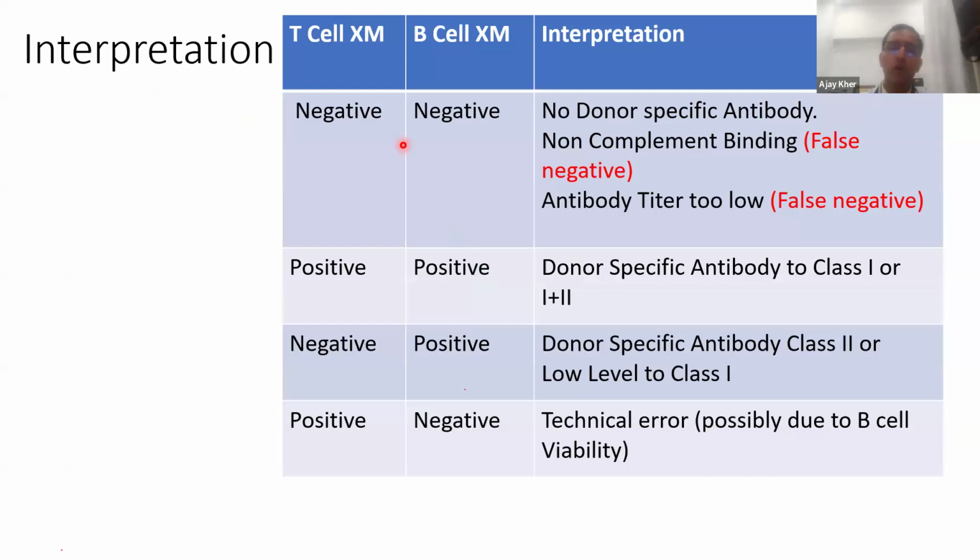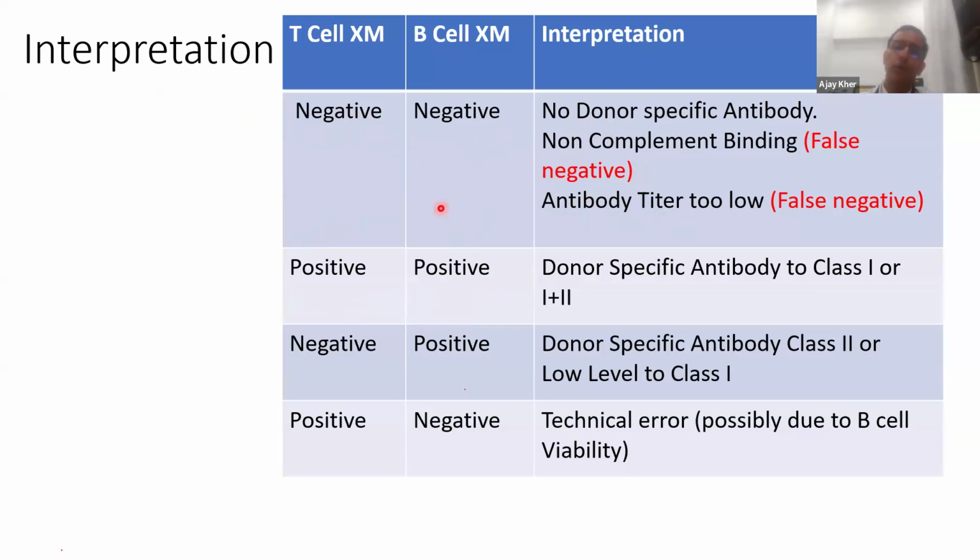So interpretation for a CDC crossmatch, if your T cell is negative, B cell is negative, you have three possibilities. One, there are no donor specific antibodies. Second, there are antibodies, but they're not complement binding, and so this would be a false positive, or the antibody titer is too low. Usually for CDC crossmatch turning positive, you need antibody titers either individual or combined of about 10,000.